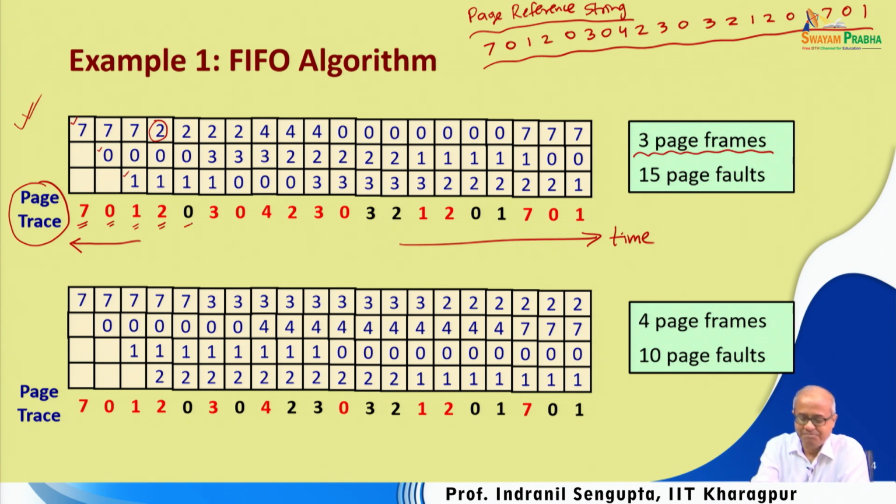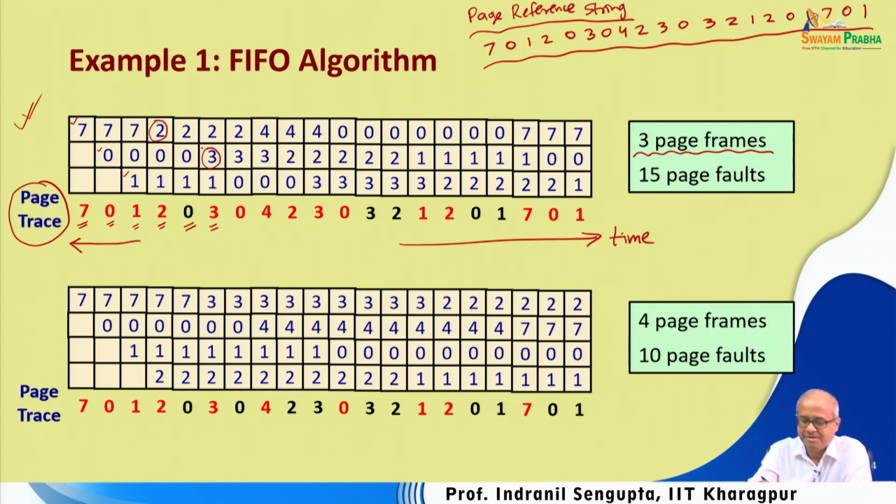Next, page number 0. 0 is already there in memory, so this does not result in a page fault. I am showing it in black. Same thing continues. Next page is 3. Out of 2, 0, 1, you find out which one is the oldest. 0 is the oldest, so replace 0 and bring in 3.